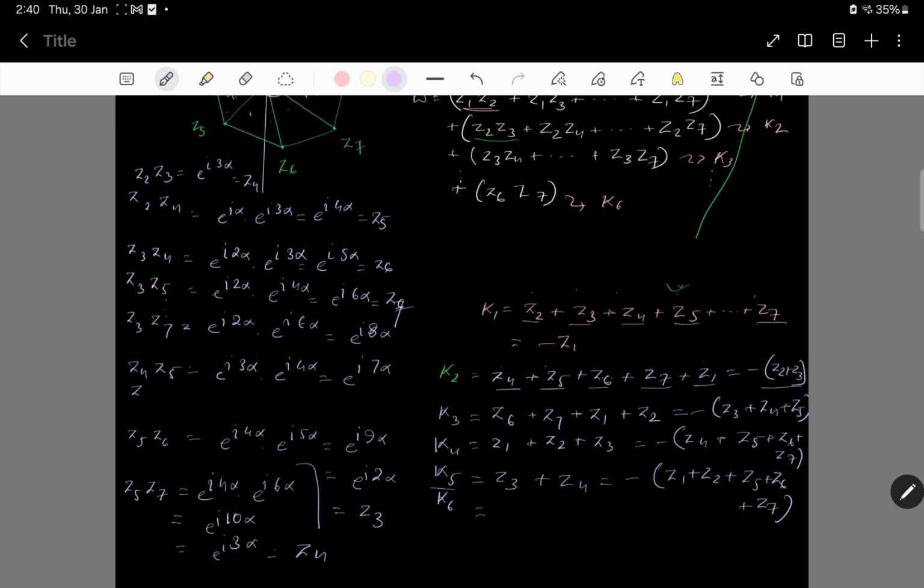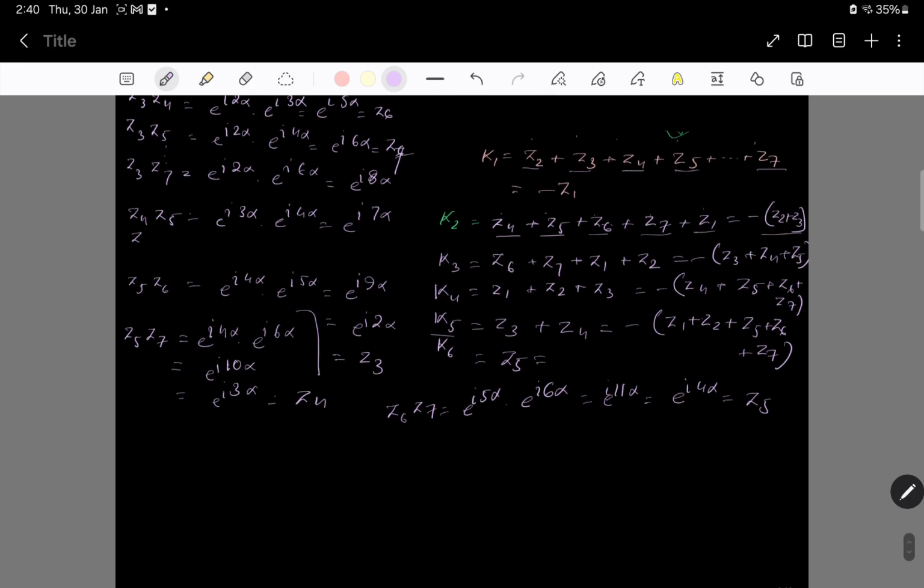Now K6, which is z6 z7, which is e to the power i5 alpha multiplied with e to the power i6 alpha, which is e to the power i11 alpha, which is e to the power i4 alpha, which is nothing but z5. So that is z5. Okay, let z5 be z5 only.